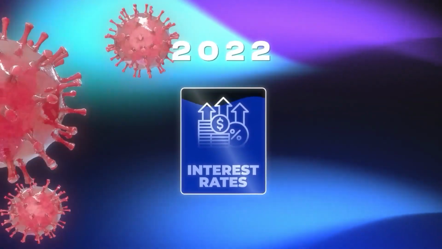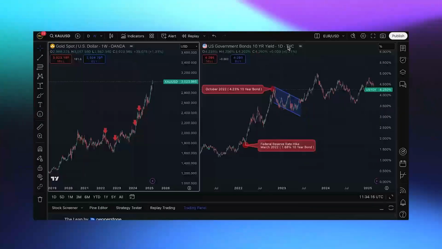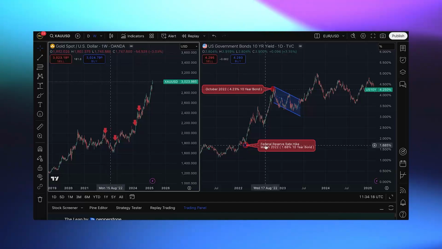That's when you want to buy bonds. So let's look at this whole situation in reverse. When central banks started to raise interest rates in 2022 after COVID, right, so now let's look at the impact of higher interest rates on the price of gold.